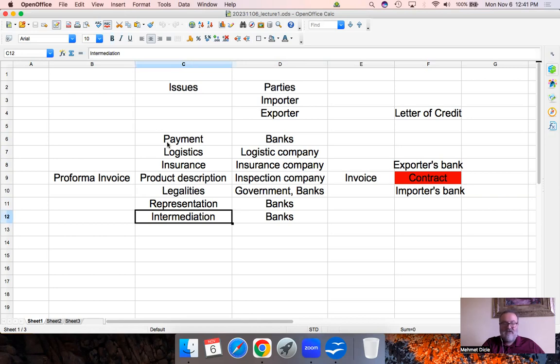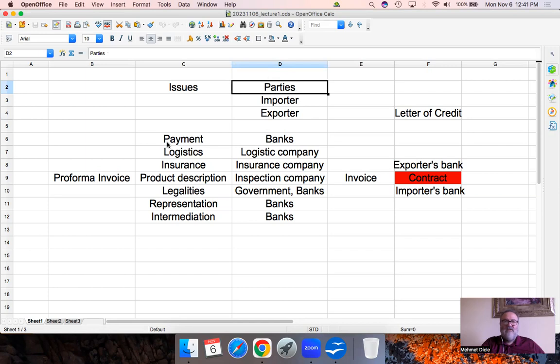representation, and then intermediation. So then we said, which parties of the international trade transaction takes care of these individual issues, and we said that we're going to need a correspondent bank or two correspondent banks, one at the exporter's site or locale, and then one at our own location. And these two banks will be instrumental to our international trade transaction.